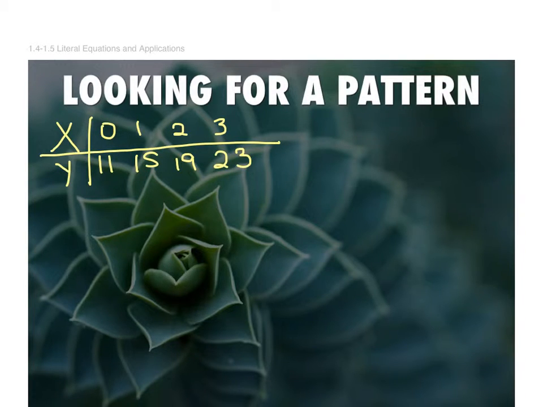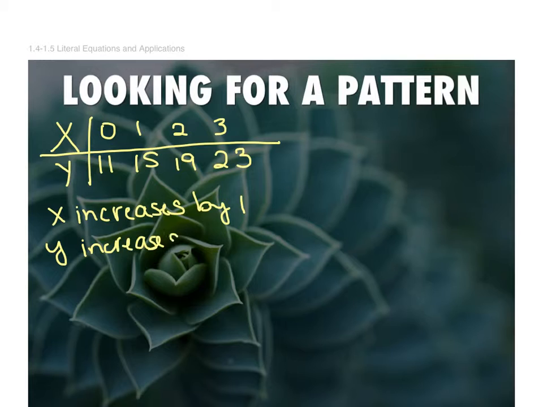So what we're doing is we're looking to see how x changes. And if we notice, x increases by 1. So for every 1 increase in x, what is y doing? So y is increasing. And then is y increasing at a steady rate? So is it a constant rate of change? So up 4, up 4, up 4. So it's increasing by 4.